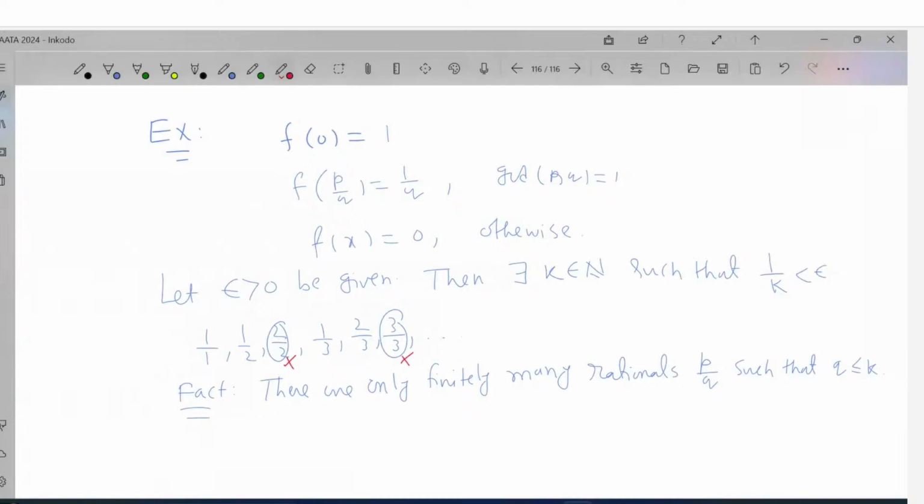And then you can count it, like this: 1 by q, 2 by q, in this way, up to q minus 1 by q. Just delete all those where GCD is greater than 1. Okay. So there are only finitely many rationals p by q such that q is less than or equal to K. Now what? Let's say we have an irrational number. Let c belonging to [0, 1] be an irrational number.